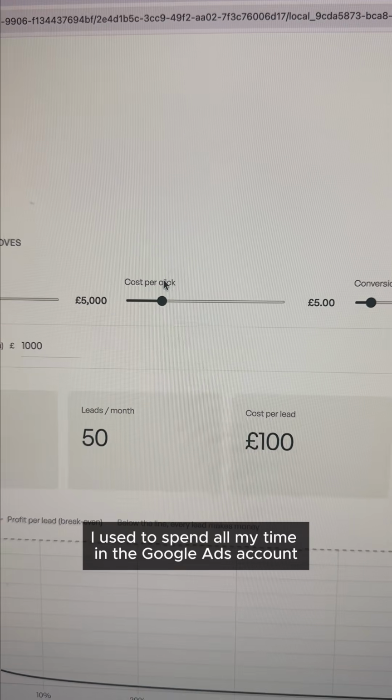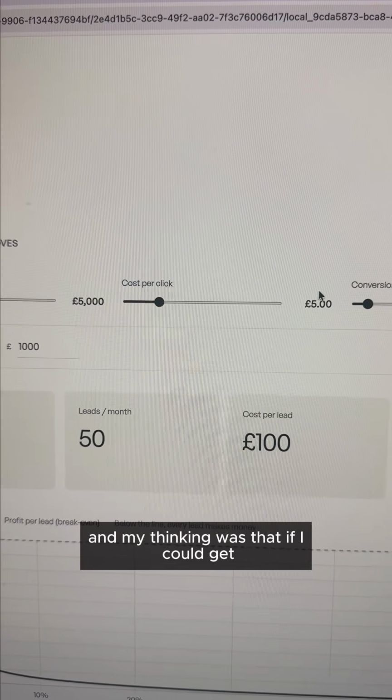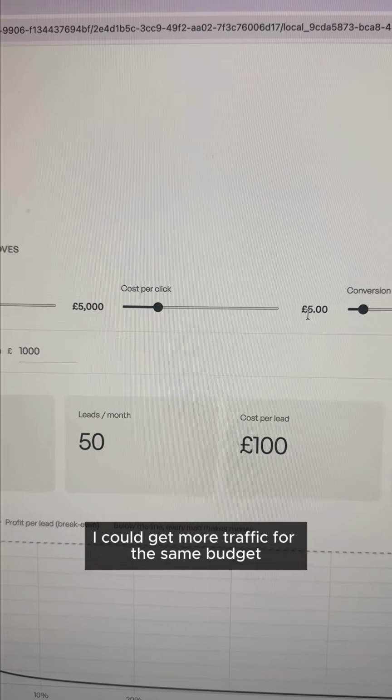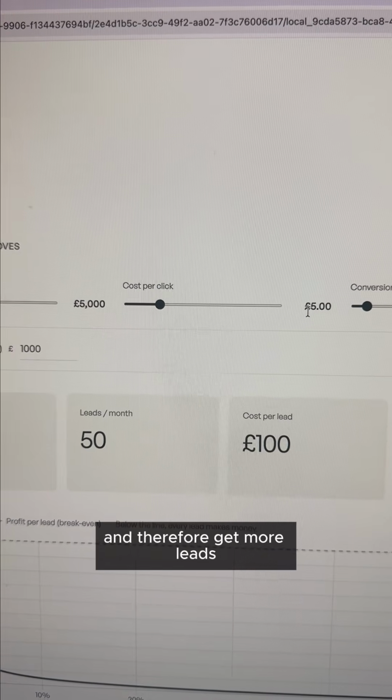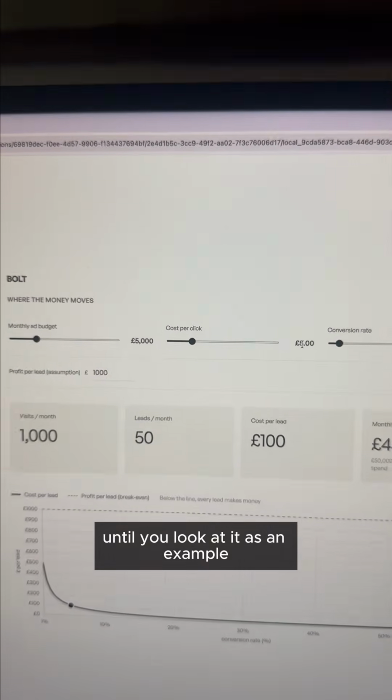I used to spend all my time in the Google Ads account trying to get my cost per click down. And my thinking was that if I could get a lower cost per click, I could get more traffic for the same budget and therefore get more leads. And it works in theory until you look at it as an example.